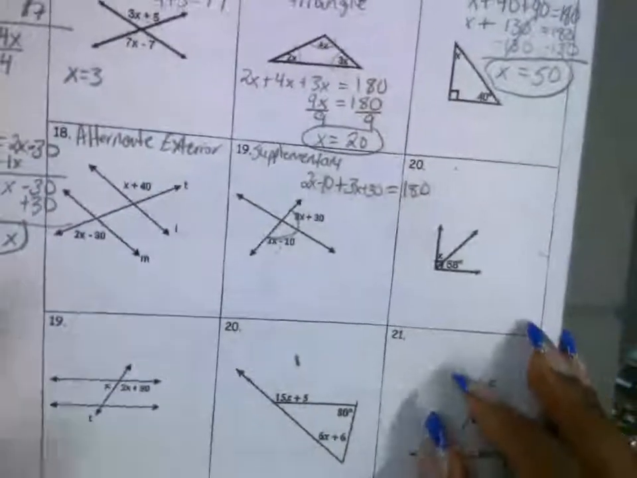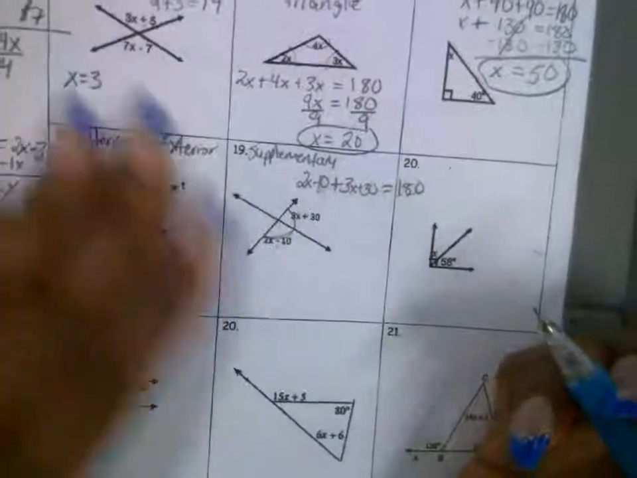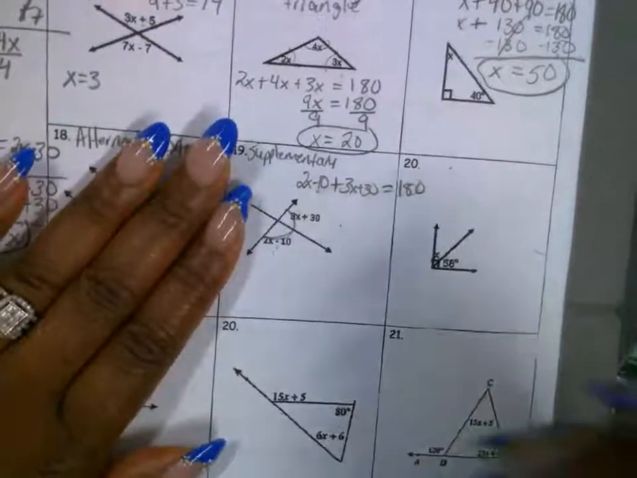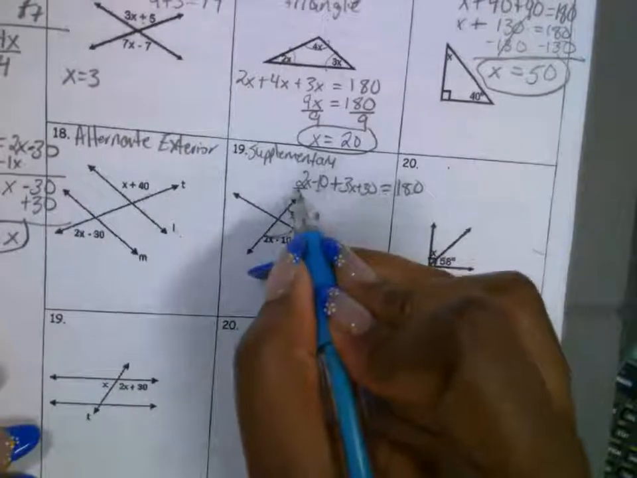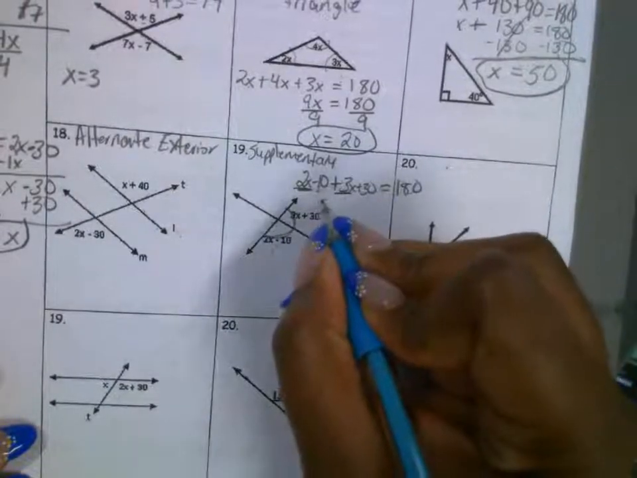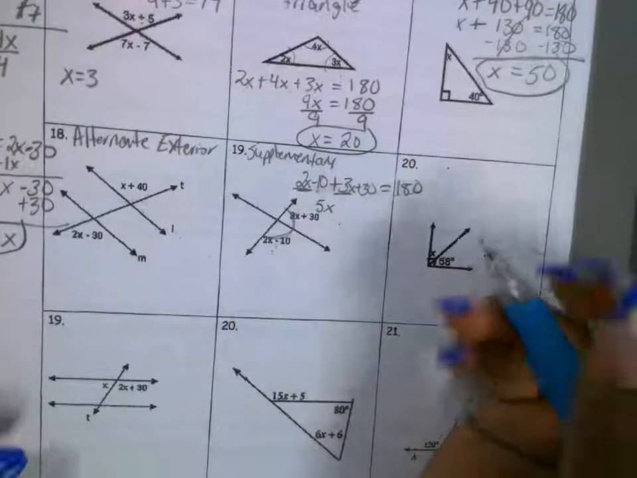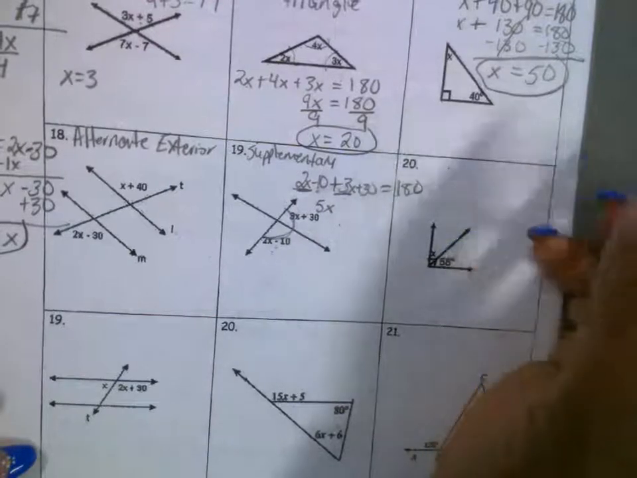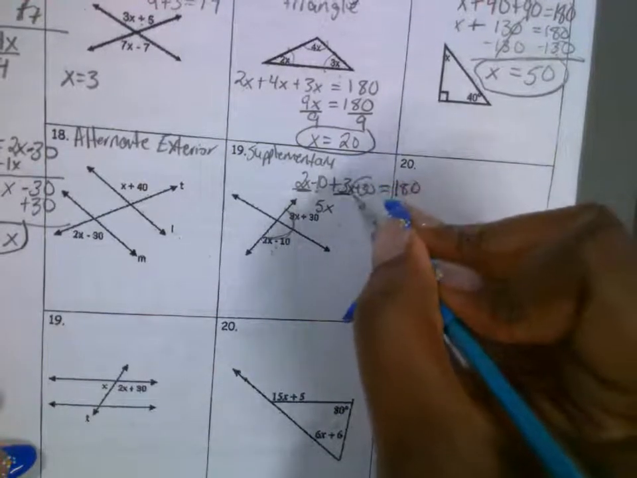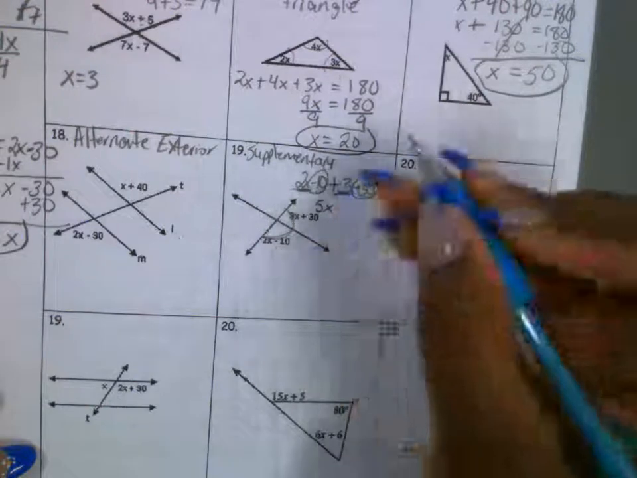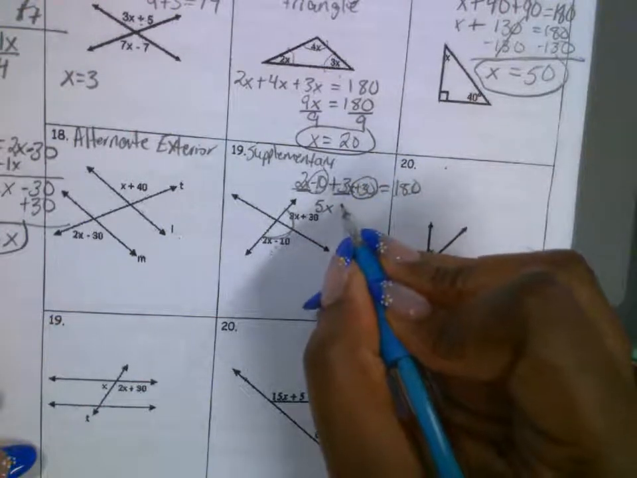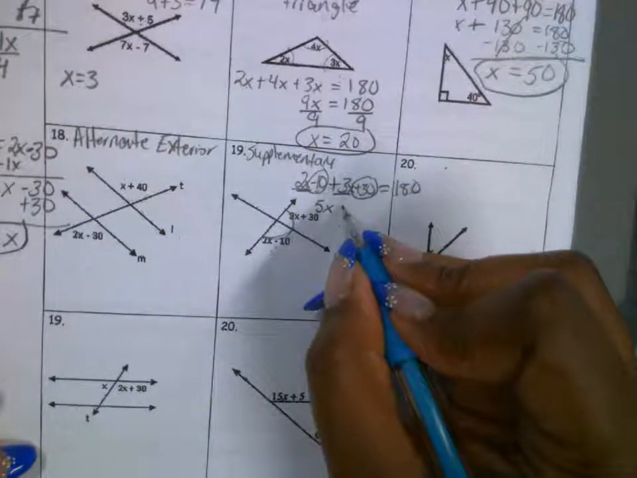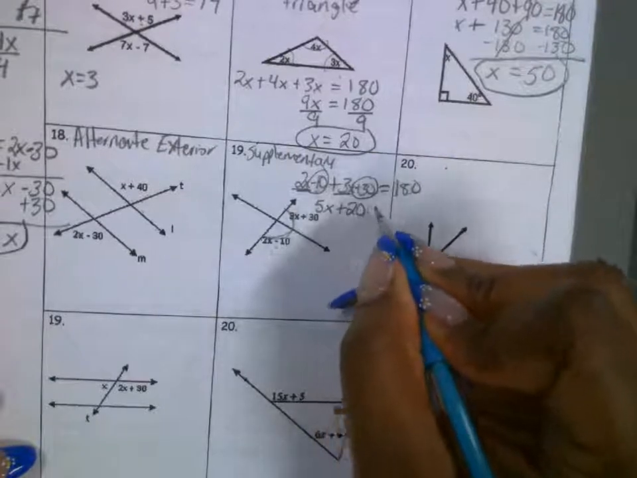My apologies. We want to combine like terms. What terms can we combine here? 2x plus 3x. What's 2x plus 3x? 5x. And what else can we combine here? Positive 30 and a minus 10. What does that give you? Positive 20. Very good.